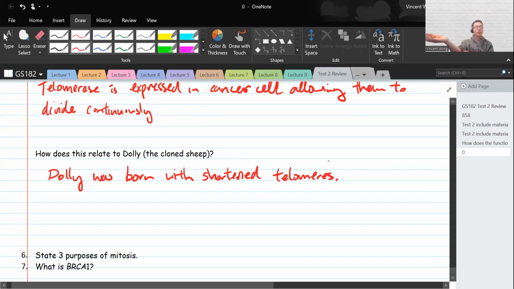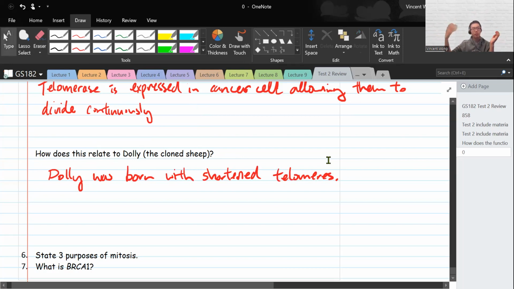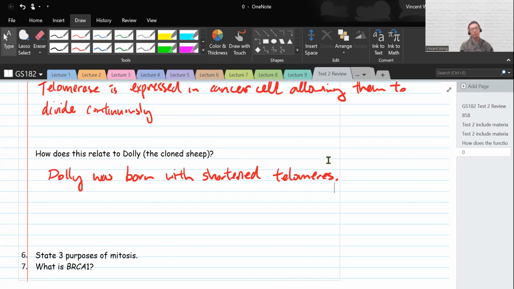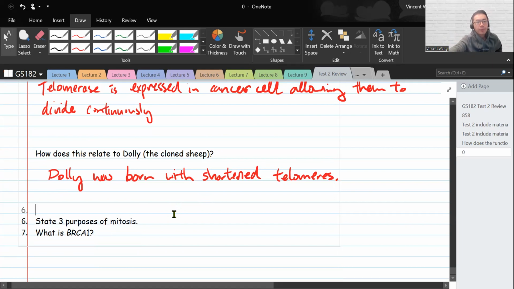Okay, so for the cell that they took from the mother, right? Maybe the cell has been dividing for, I don't know, like 10 years already. So that's 10 years of telomere erosion, and that's what Dolly was born with. And as a result, it has a lifespan that's half of what a normal sheep would otherwise have. So that's that. Okay, any questions about telomeres, telomerase, or anything?